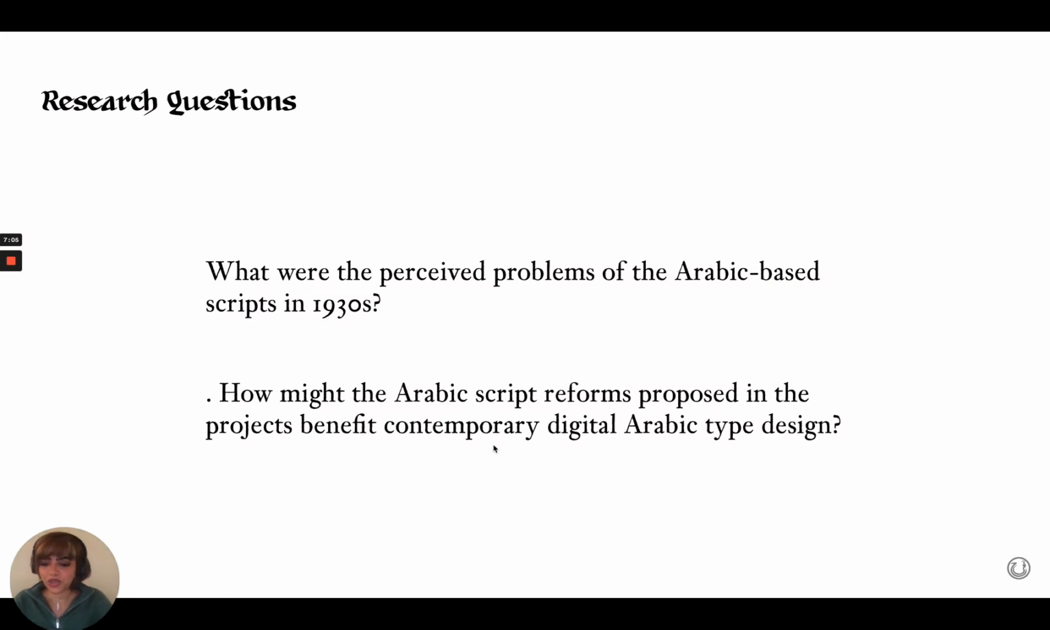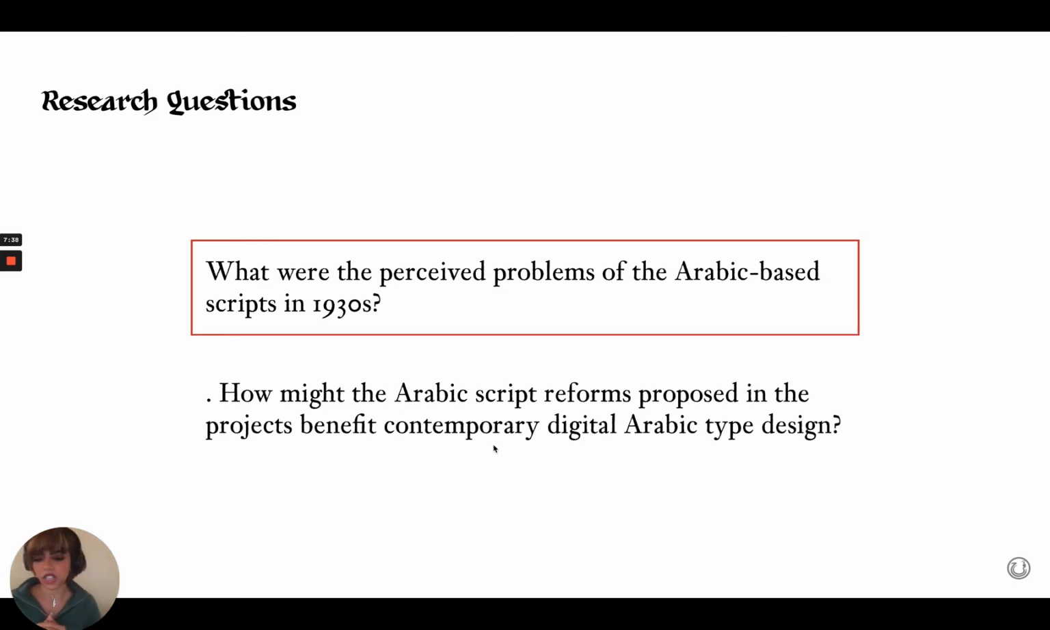So for me to see what caused the reform in the 20th century, because the first reform was more of the linguistic drift. So what is the linguistic drift right now? In my research, I have two key questions. The first one was what were the perceived problems of the Arabic script in the 1930s. The second one is more of the future perception, which is how might the Arabic script reform proposed in the projects benefit contemporary digital Arabic type design. And with this presentation, I'm going to share with you just the first part of my question.